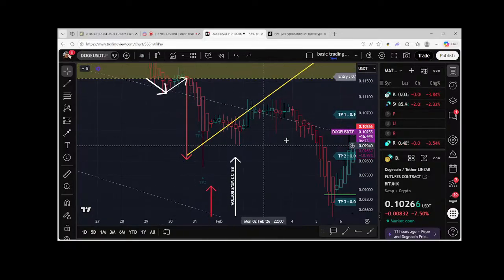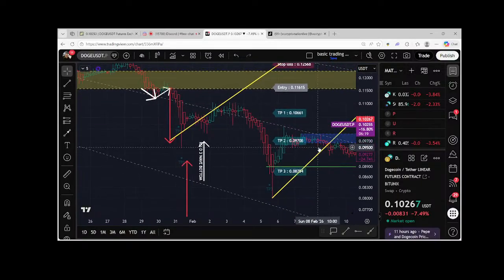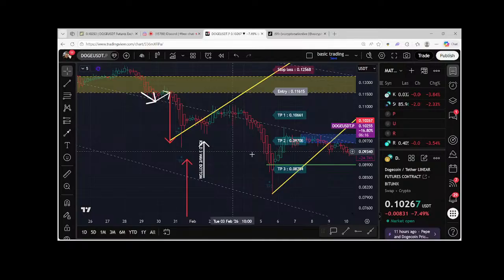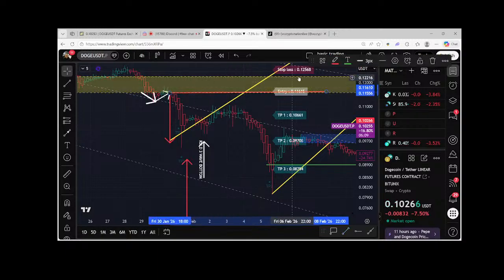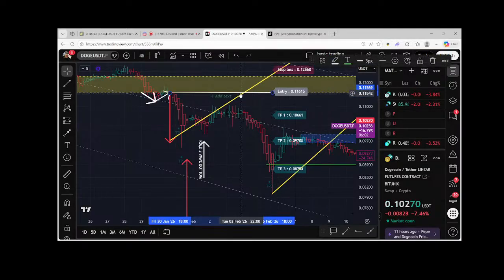And then you would play that short position there, right? Now, as you can see here, our entry position is actually calling for that entry here at 11,615. So this is why I'm telling you, when you make trades or have a strategy.